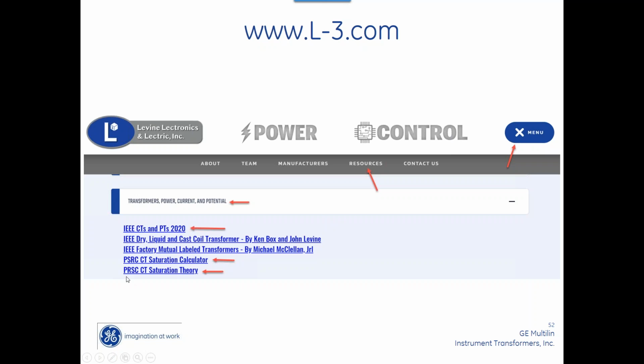And here's the CT saturation calculator, and they have a cheat sheet telling you how to set it up. I've actually got that on my website if you want a copy of it.